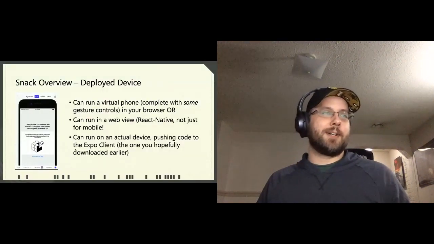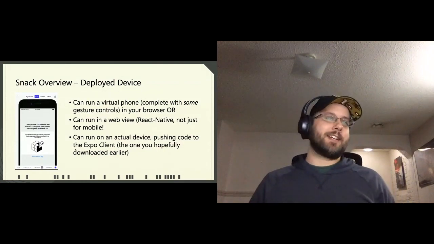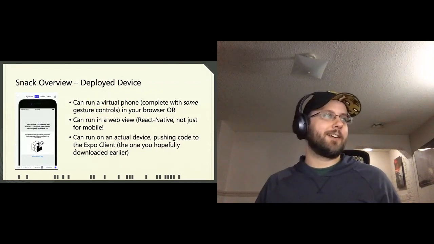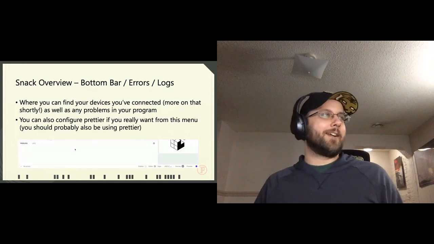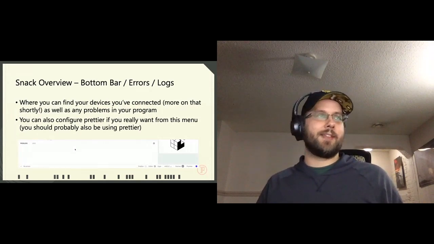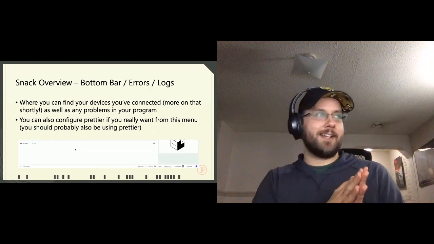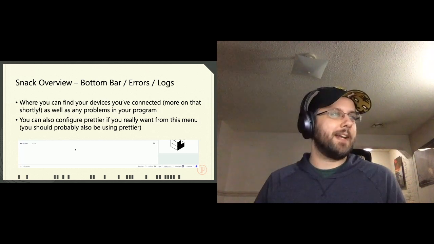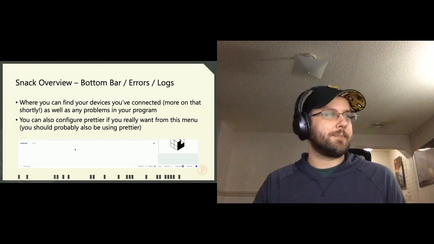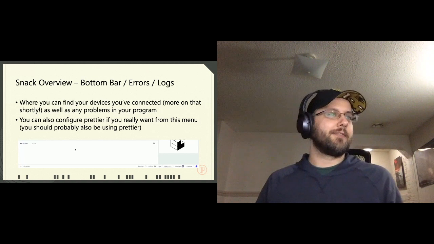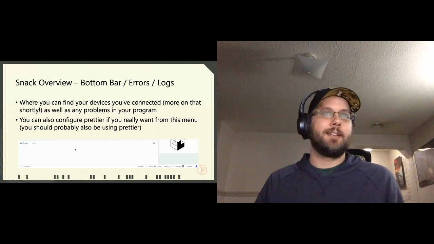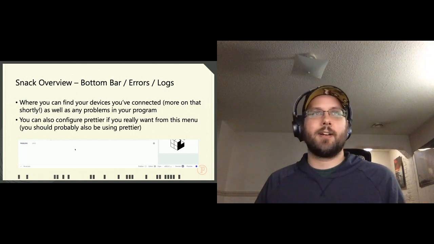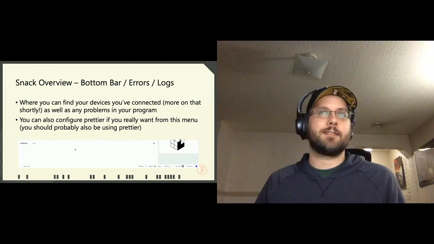But you can also run on an actual device, pushing code to the Expo client, hopefully the one you downloaded earlier. And then at the bottom, we have the bottom bar with errors and logs, where you can find your connected device, more on that in a second, as well as any problems in your program. So if I were to come in here and add something, like perhaps a prop that doesn't exist, you can tell that it's getting errors. Or if I haven't got it completed, it breaks and shows your traditional React Native errors. Is this rendered yet? It hasn't. Okay.